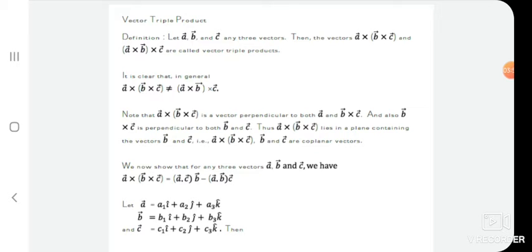Now we have to show that if we take the cross product of three vectors a cross (b cross c), it gives a dot c into b minus a dot b into c. That we have to prove. Let vector a is equal to a1 i plus a2 j plus a3 k, vector b is equal to b1 i plus b2 j plus b3 k, and vector c is equal to c1 i plus c2 j plus c3 k.